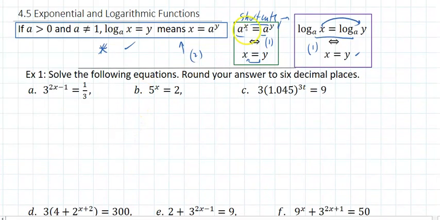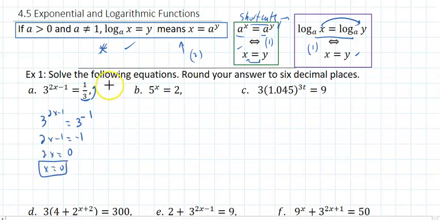I see an exponential. I aim for this. Can I make the bases the same? Well, yeah. I could make that a 3 by simply moving this up. Now that the bases are equal, the powers must be equal. You don't have to check, but you can. If you put 0 right there, that'll be 3 to the negative 1, which is 1/3.